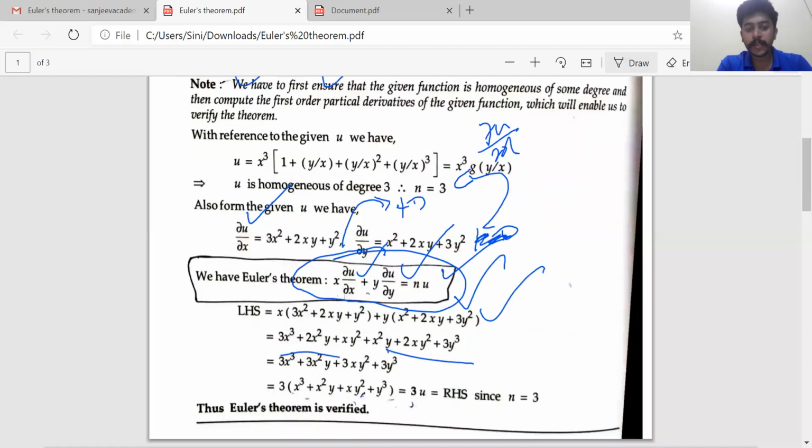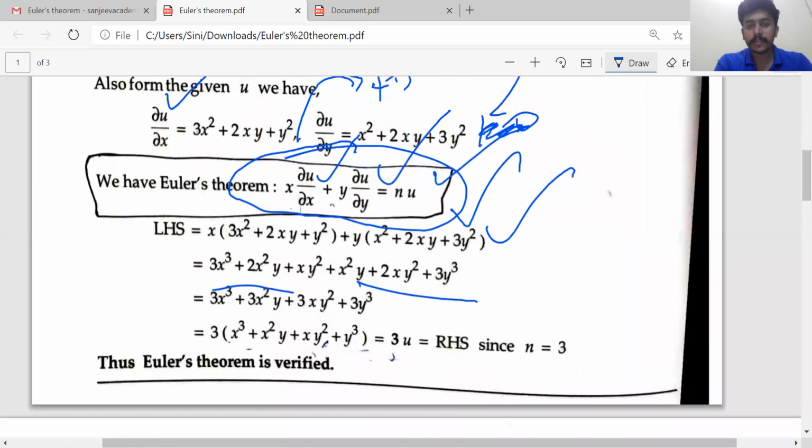Once you do that, you'll get 3 into something. You can take 3 common from everything. You'll get x cube plus x square y plus xy square plus y cube. This is equal to 3u, where 3 is the degree n.